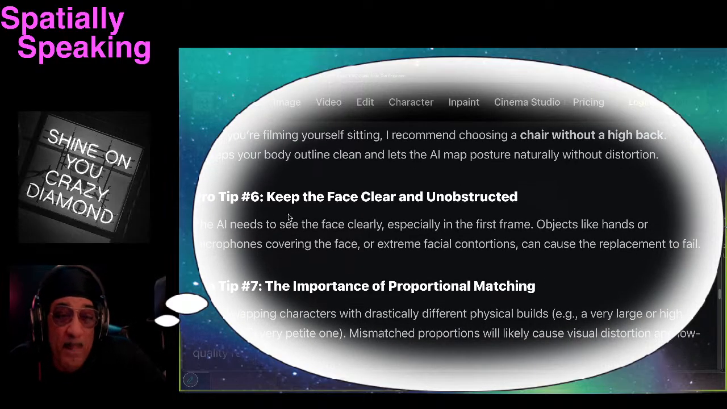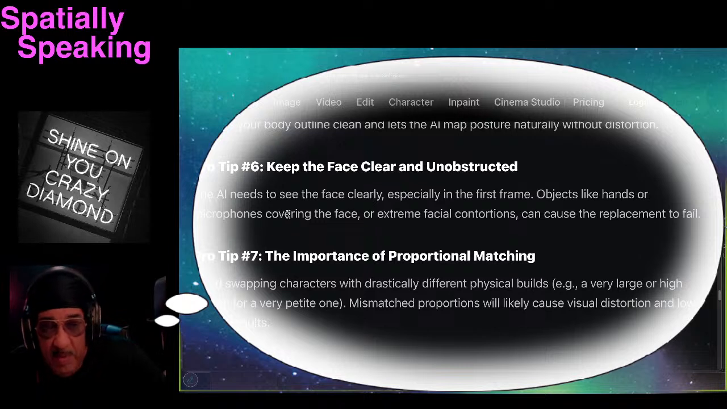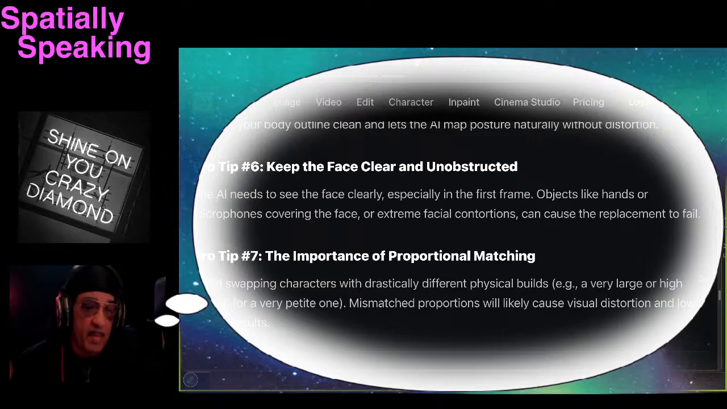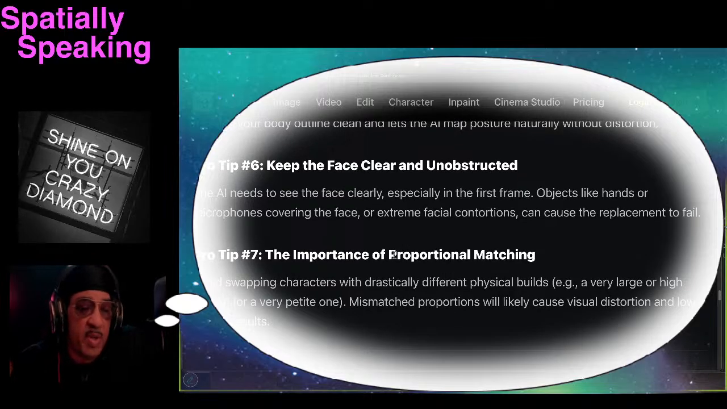Okay. Pro tip number 6, keep the face clear and unobstructed. AI needs to see the face clearly, especially in the first frame. Objects like hands or microphones covering the face or extreme facial contortions can cause the replacement to fail.